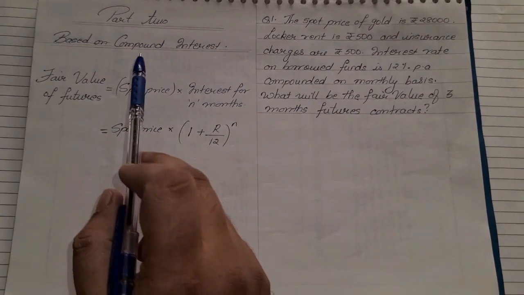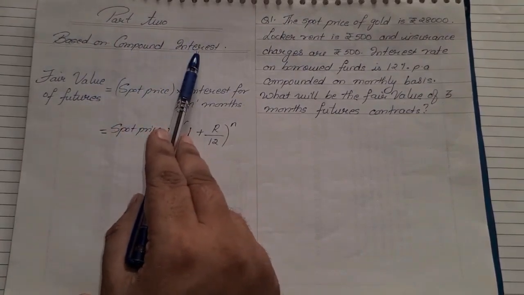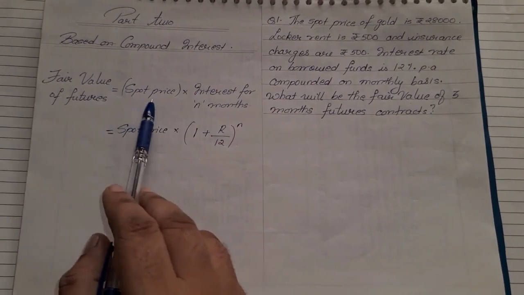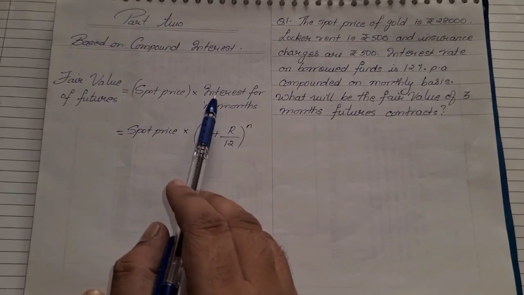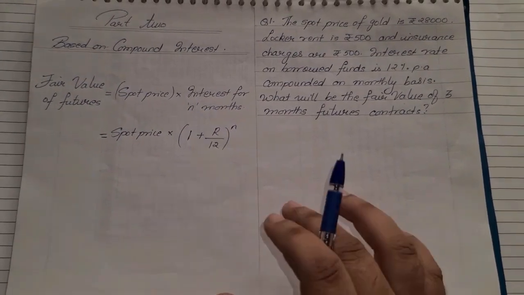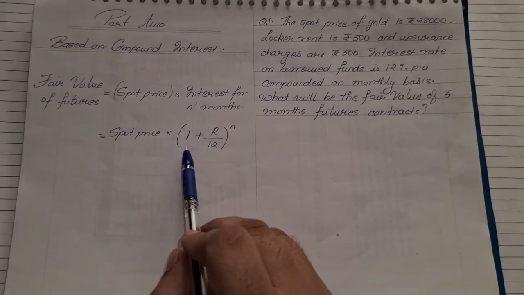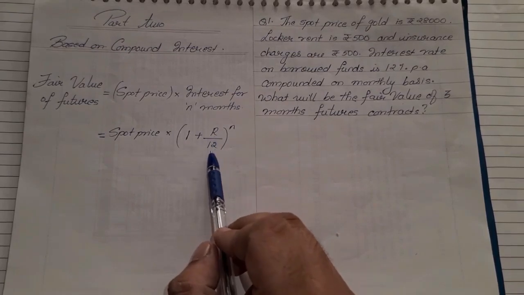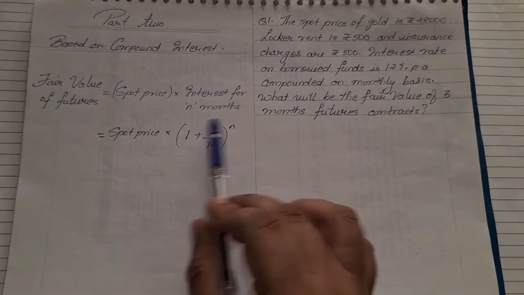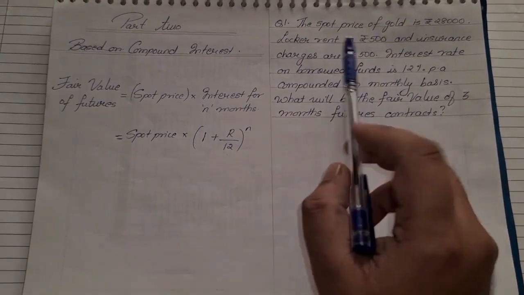Now this is the second part where we are asked to find the fair value of future based on compound interest. Now the formula for fair value of future under compound interest is spot price into interest for n months, which is equal to spot price into 1 plus r divided by 12 raised to the power of n. So now this is the difference between the simple interest and compound interest. Now let us see how we use this in the actual sum.